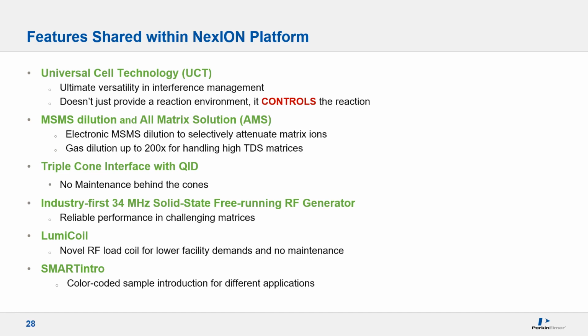desirable to have possibly for high matrix suspensions, cell suspensions, which are possibly entering the mass spectrometer. We can dilute those with a gas dilution online prior to the plasma. A triple cone interface is providing a system which is maintenance-free behind the cones, so no maintenance at all in the mass spectrometer system.